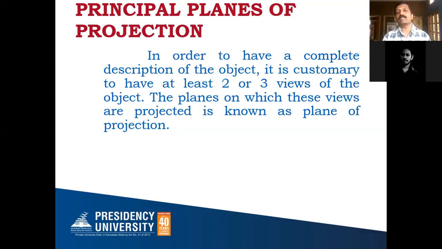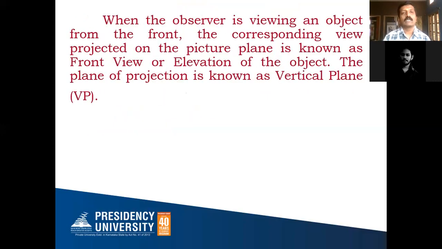Customarily, symbolically, the vertical plane is mentioned as VP, the horizontal plane as HP, and the profile plane as PP. In particular, profile planes we can call RPP or LPP. RPP is nothing but the right profile plane. The right side of you is called the right profile plane. The left side of you, this particular wall for me, is called the left profile plane. So that's all. We'll discuss these things once again when I start the exercises.